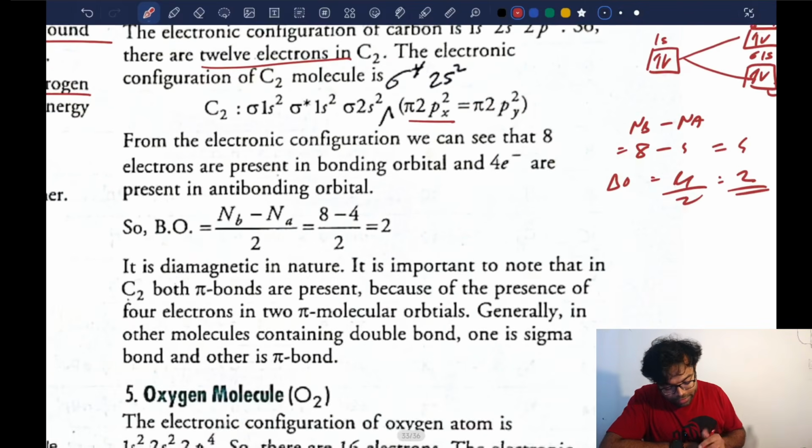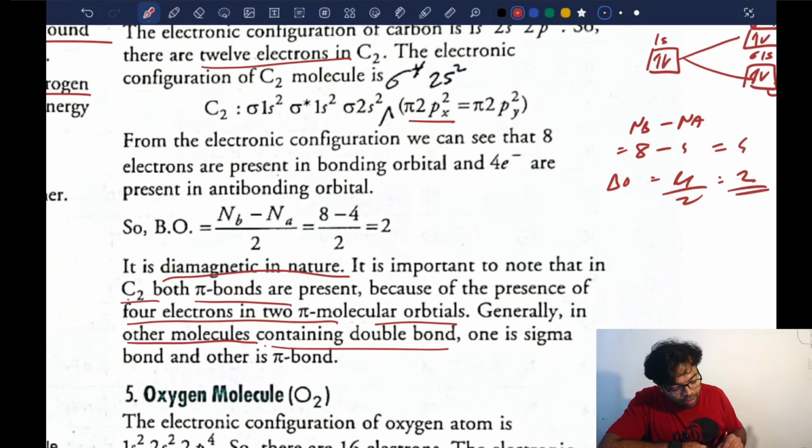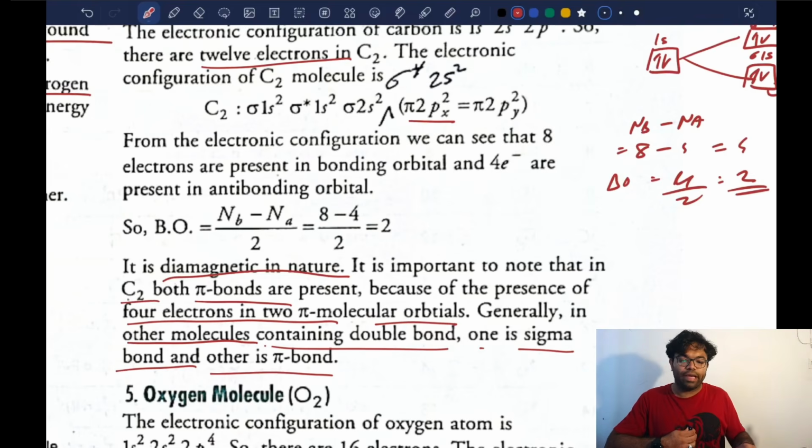So, it is diamagnetic in nature. It is important to note that in C2, both the pi bonds are present because of the presence of 4 electrons in the 2 pi molecular orbital. Generally, in other molecules containing a double bond, one is a sigma bond and the other is a pi bond. But here both bonds are in the pi molecular orbital.